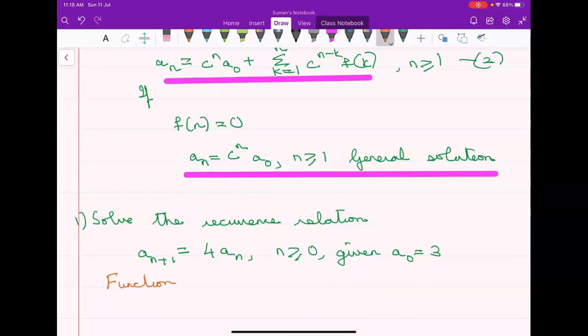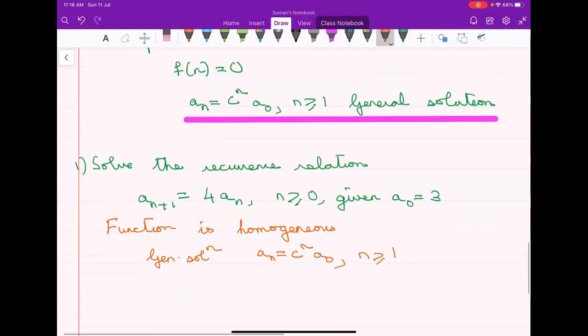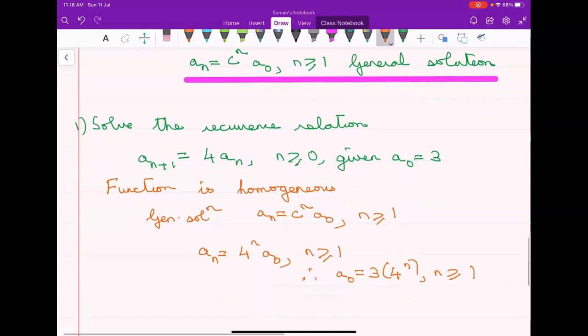So I'm starting with the solution, that's why I have taken a different color pen. The function is homogeneous, so your general solution, as we saw earlier, would be a_n equal to c raised to n a0, where n is greater than or equal to 1. So here your general solution in this case would be a_n equal to 4 raised to n times a0, where n is greater than or equal to 1. Now you are given that a0 equal to 3. Therefore you get a_n is 3 into 4 raised to n, where n is greater than or equal to 1. This would be the general solution.